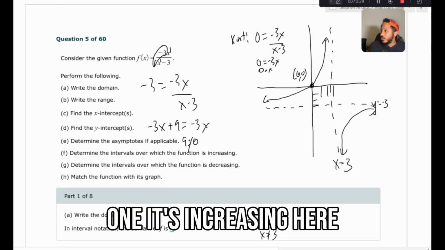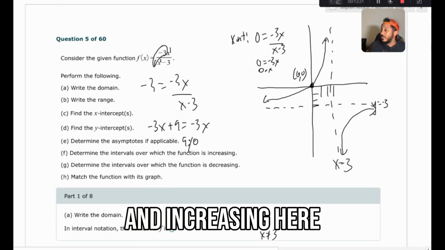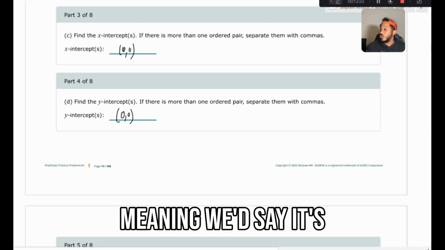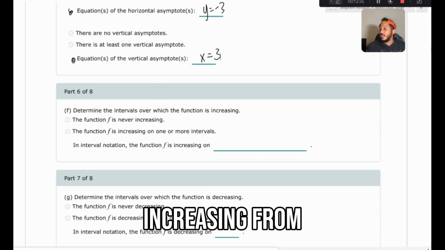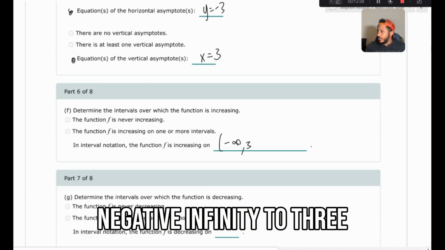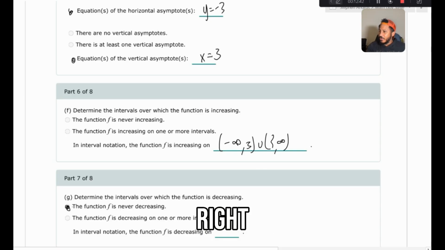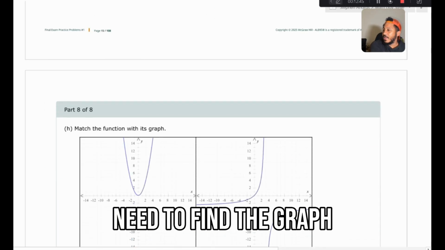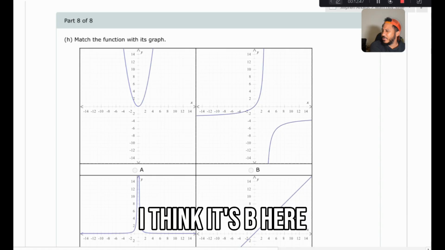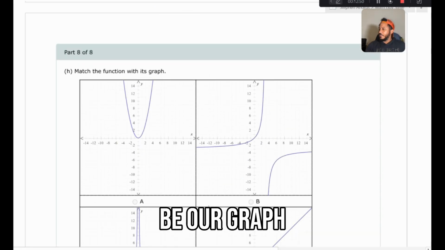So notice for this one, it's increasing here and increasing here. So it's increasing over its entire domain, meaning we'd say it's increasing from negative infinity to 3, and then also from 3 to infinity. And this one's not decreasing at all. Right? It's not decreasing at all. And then lastly, we need to find the graph. I think it's B here. Yeah, I think it's B. Yeah, B. B our graph.